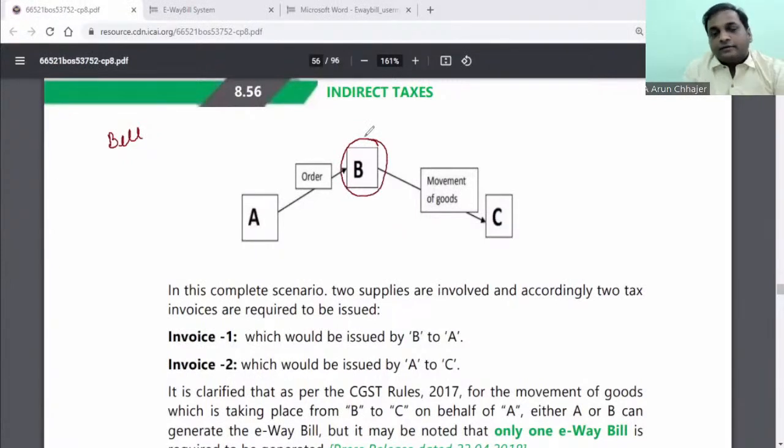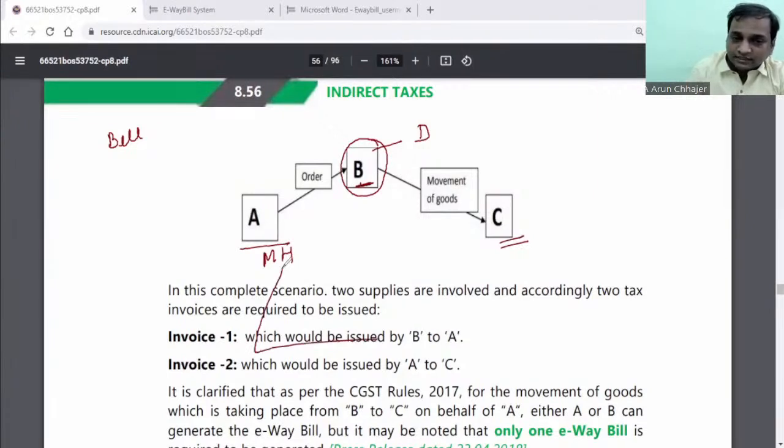Say, for example, B is one party from Delhi. A is a customer of Mr. B from Maharashtra. And C is a customer of A, and he is also from Delhi.